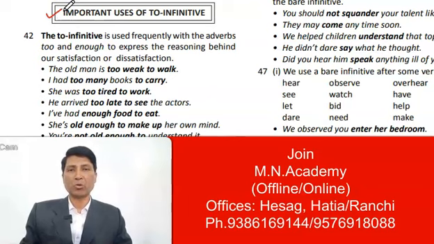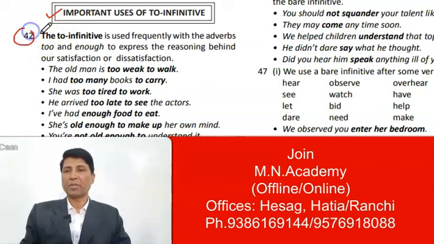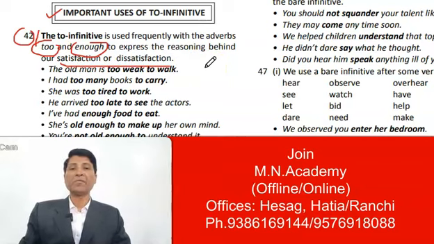To infinitive is also called the full infinitive. So let us discuss rule number 42, what it says. The to infinitive is frequently used with the adverbs too and enough. Keep it in mind, to express the reasoning behind our satisfaction or dissatisfaction. So the infinitive to is used with the adverbs too and enough to understand the reasoning why someone is satisfied with something and why not satisfied with something.